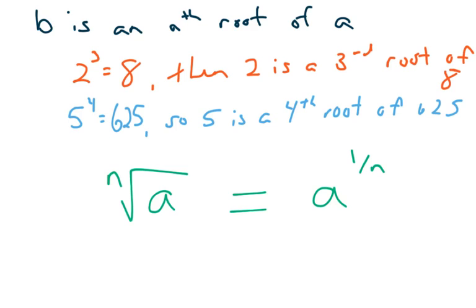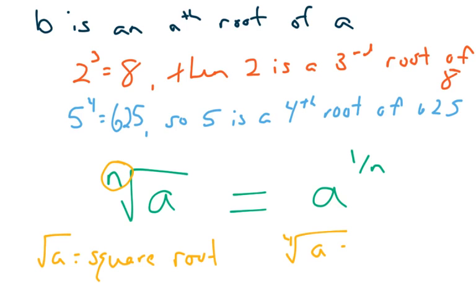Now if the number here is not shown, that implies that it is a square root. So if we have something like the square, that symbol right there means square root. If we had a 4 there with an a, that would be the fourth root. So if there's nothing shown right here, that implies that it's a square root, or the number there would be a 2. If it's not written, it is implied that it is a 2.